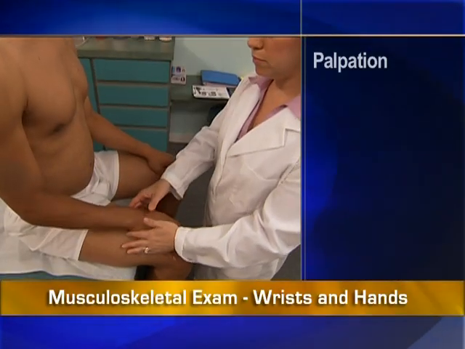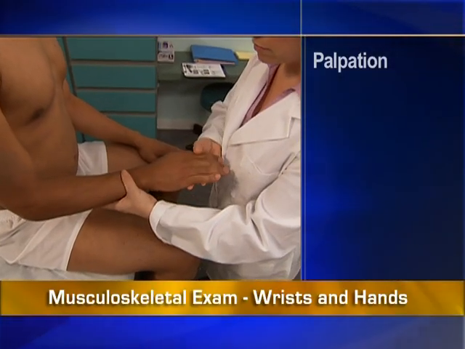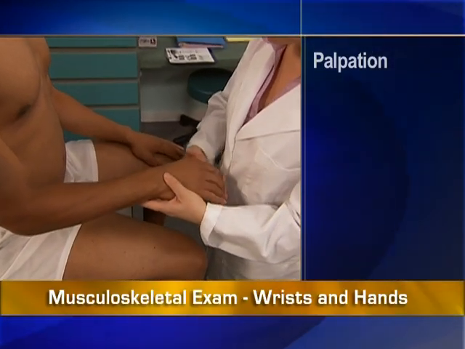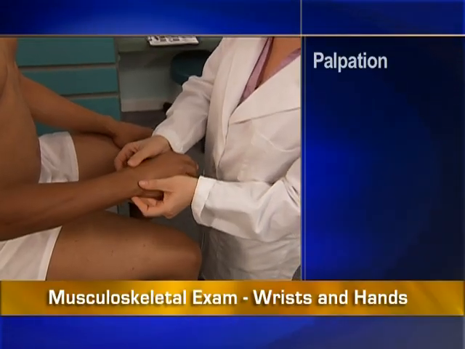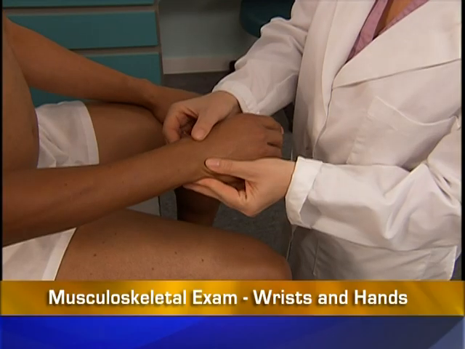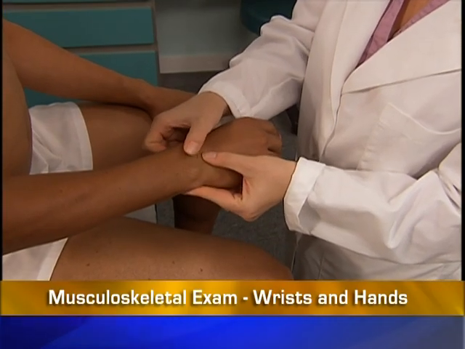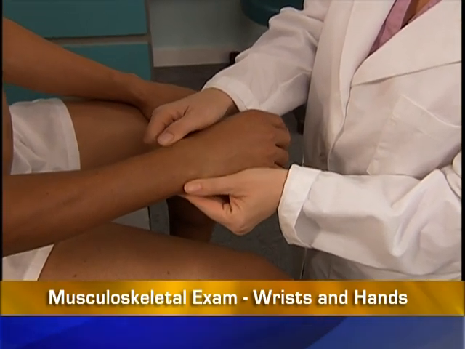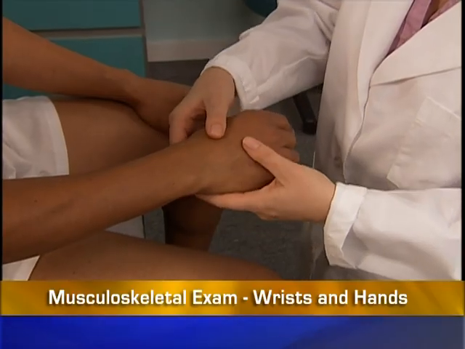Now support the person's hand with your fingers. Relax and straighten his wrist, and palpate it firmly from side to side with both thumbs. Normally, the joint surfaces feel smooth, with no swelling, bogginess, nodules, or tenderness.